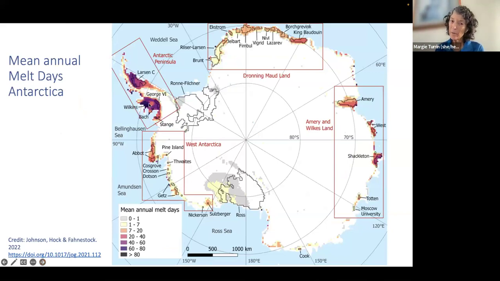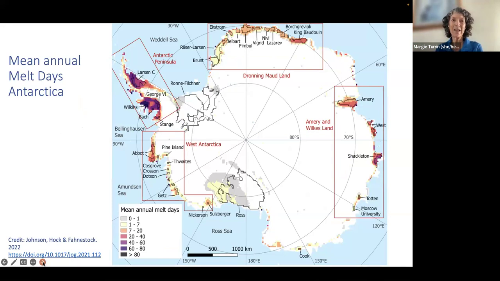Antarctica, a little bit different, but still you're seeing that these areas where we have melt, we have the peninsula, one of our more exposed areas. You can see around the edges, of course, not a big surprise. A lot of the shelves, the ice shelves, which are around the edges, are seeing melt days, increased melt days.